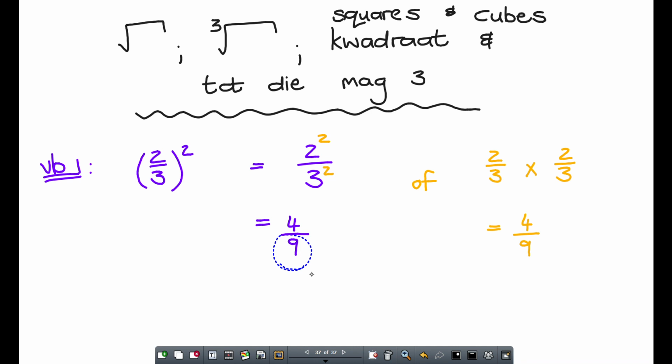That's option 1. Option 2 is, what does that square mean? It means that the bracket must be multiplied with itself 2 times. So that's why I'm saying 2/3 times 2/3. Can you see I multiplied it with itself twice?